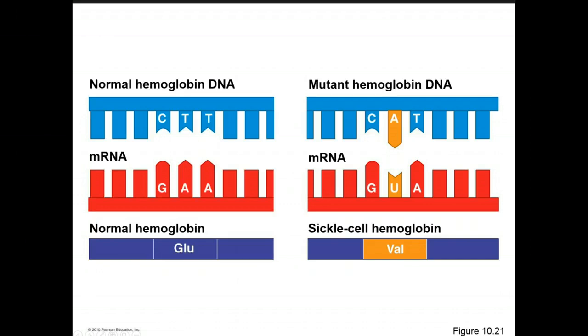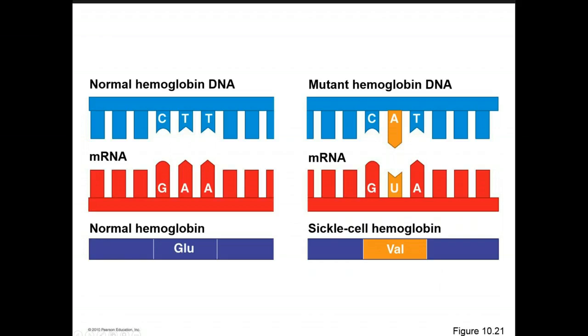However, people who inherit the mutation for sickle cell anemia, their DNA will read CAT instead of CTT. The CAT gives rise to messenger RNA that reads GUA, which then gives rise to a protein that has a valine amino acid where they should have had a glutamic acid. This causes the protein hemoglobin to misfold, and it does not carry oxygen as effectively. This leads to the symptoms of sickle cell anemia disease.